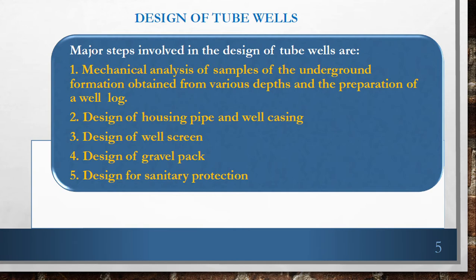Second thing is the design of housing pipe and well casing. In the case of tube wells, we are placing the pump beneath the water; we are using mostly submersible pumps. So we are placing the pump inside the well, below the water, and we have to protect the pump by using some housing. That is known as the housing pipe. And well casing is the pipe which we insert in order to line the well, that is, to make the particular shape of the well. That is known as well casing. So that is the second step.